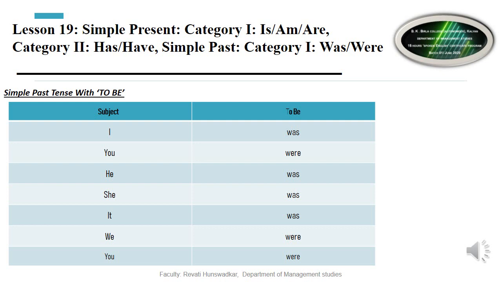It is nice. It was nice. We are intelligent. We were intelligent. You are mad. You were mad. So here, am, is, are have been replaced with to be, was, and were. I hope I have been clear with this subject and to be, and you have understood with the simple examples.